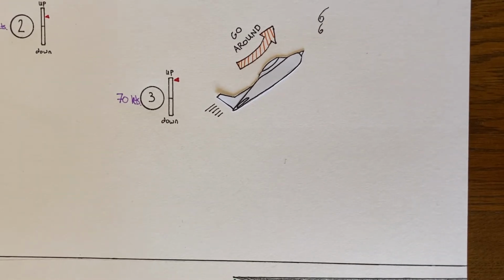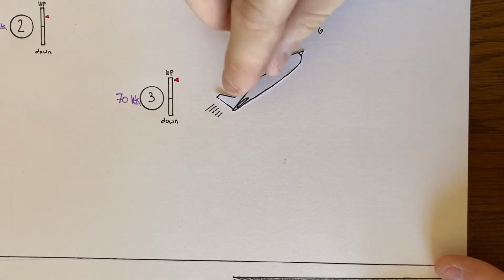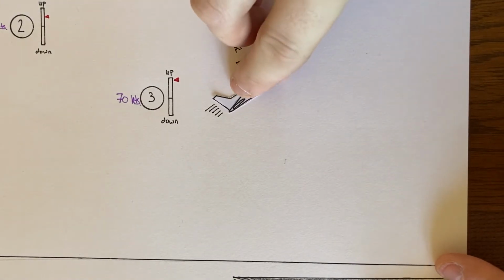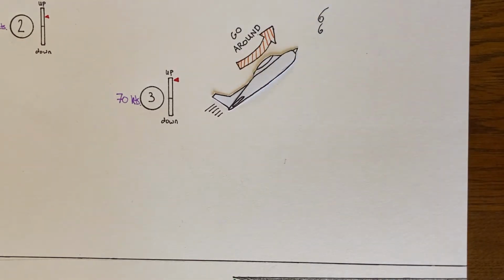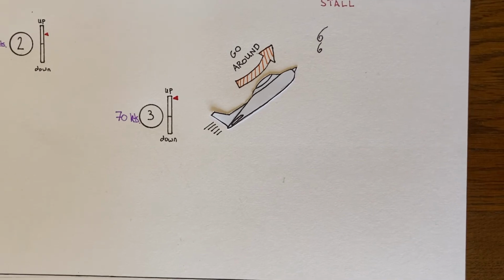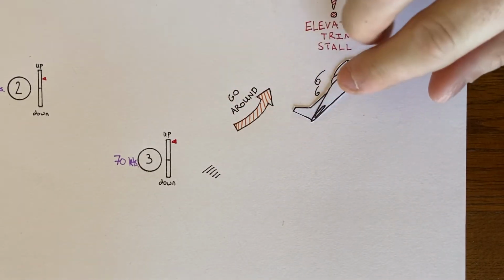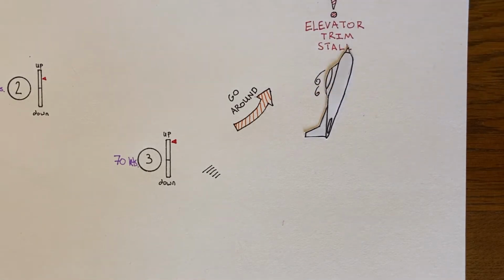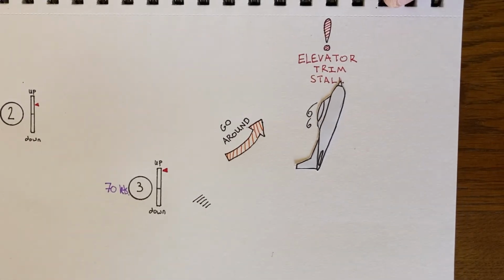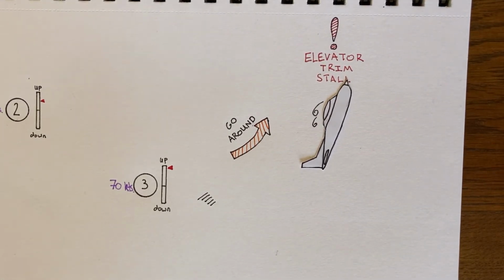You have to push pretty hard forward on the elevator to keep the airplane from pitching way, way up when you do this. So if you are not paying attention and you have all this nose up trim in and you do a go around and you let it get away from you, you can enter something called an elevator trim stall, which is a kind of power on stall caused by excessive nose up elevator trim.